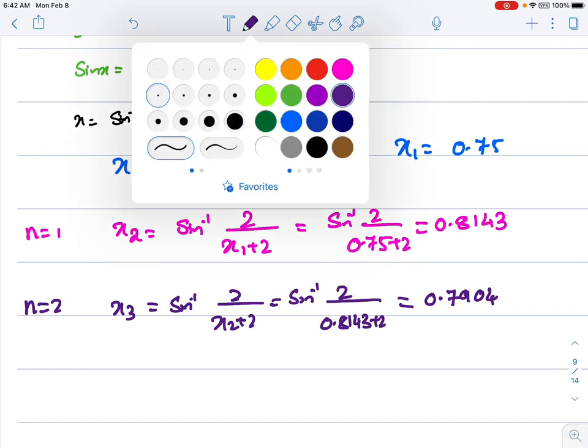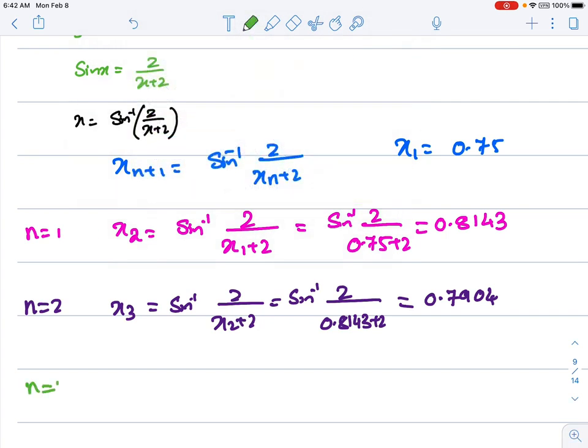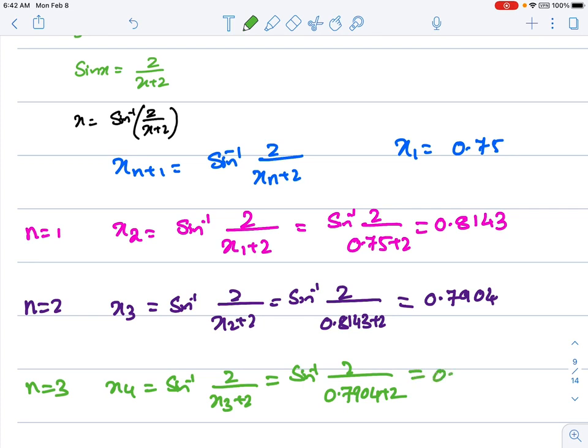Now next, n is equal to 3, so x4 is equal to sine inverse of 2 by (x3 plus 2), which is sine inverse of 2 by (0.7904 plus 2). So let me do that. When I do 0.7904, I got 0.7991.